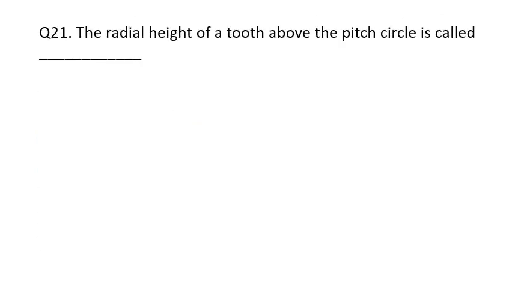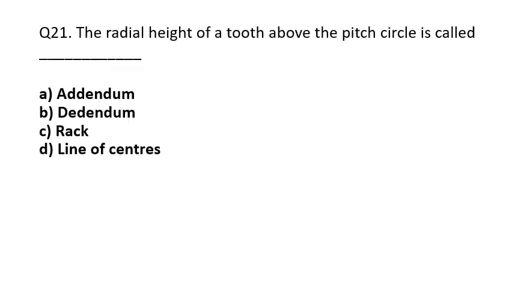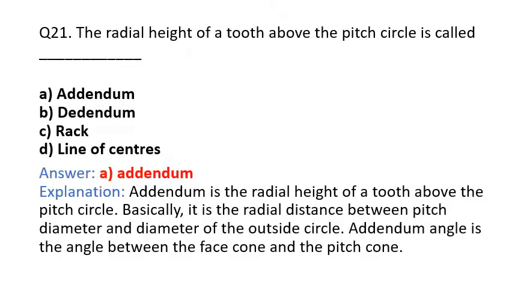Question number 21. The radial height of a tooth above the pitch circle is called: A, Addendum; B, Dedendum; C, Rack; D, Line of centers. Answer is A, addendum. Explanation: The addendum is the radial height of a tooth above the pitch circle. Basically, it is a radial distance between the pitch diameter and diameter of the outside circle. Addendum angle is the angle between the face cone and the pitch cone.